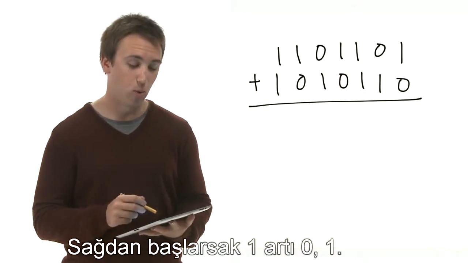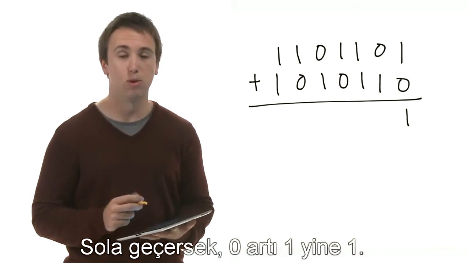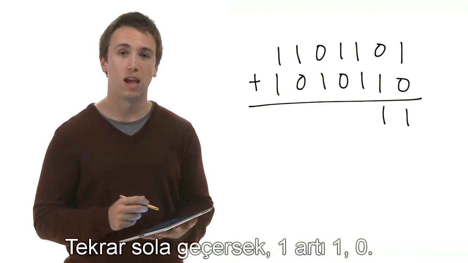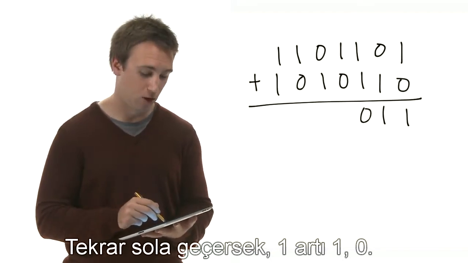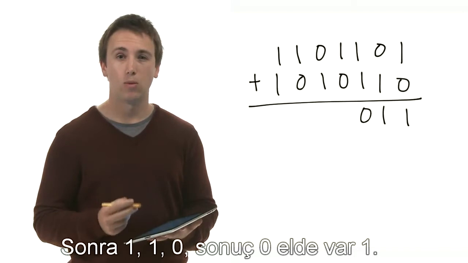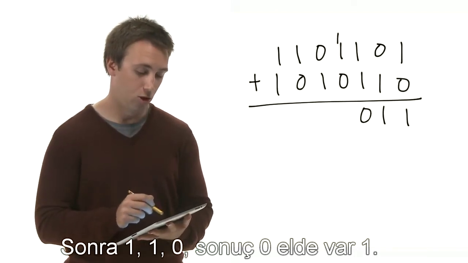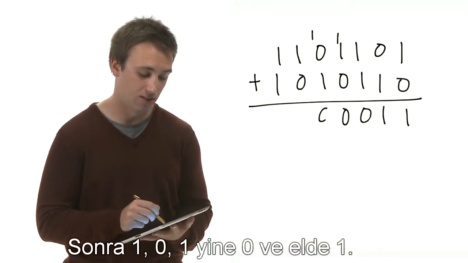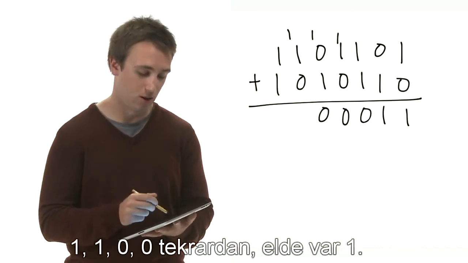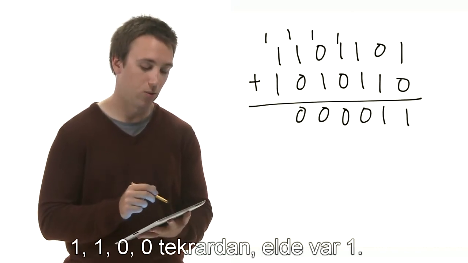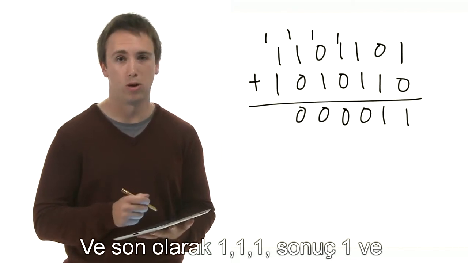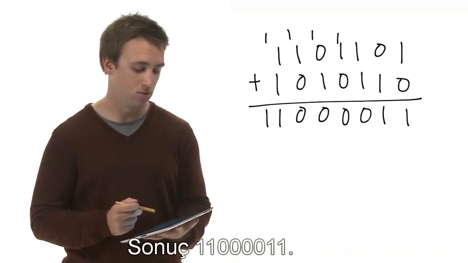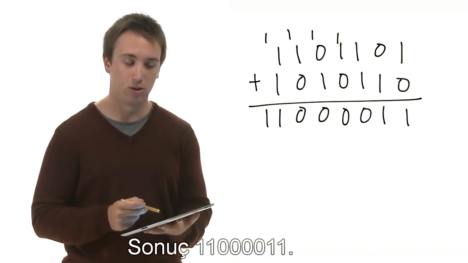So on the right, we have 1 plus 0, 1. Moving to the left, we have 0 plus 1, again 1. Moving left again, we have 1 plus 1. We write a 0, and we carry a 1. Then we have 1, 1, 0. So we have a 0, carry a 1. Then 1, 0, 1. Again 0, carry a 1. 1, 1, 0, 0 again, carry a final 1. And finally, 1, 1, 1. So we have a 1 and a final 1 on the left. The result is 1, 1, 0, 0, 0, 0, 1, 1.